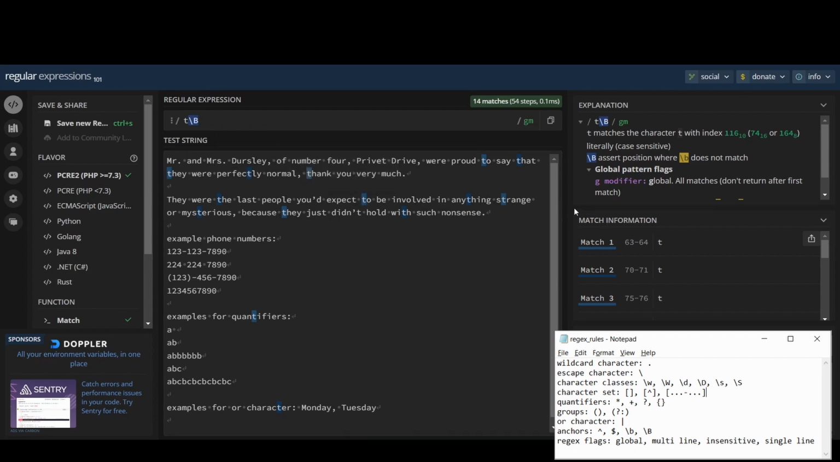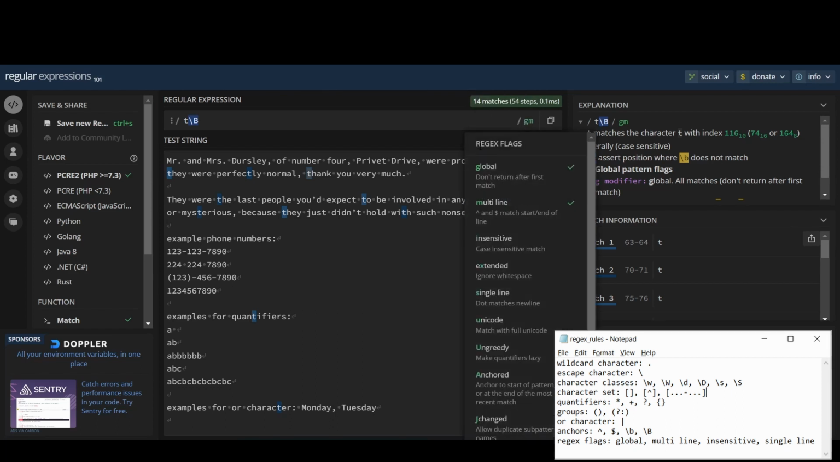The last topic of this video is the regular expression flags. If we go to the end of this regular expression, we can see there are two letters, G and M. If we click on it, we can see a list of regex flags. Global and multiline are checked.